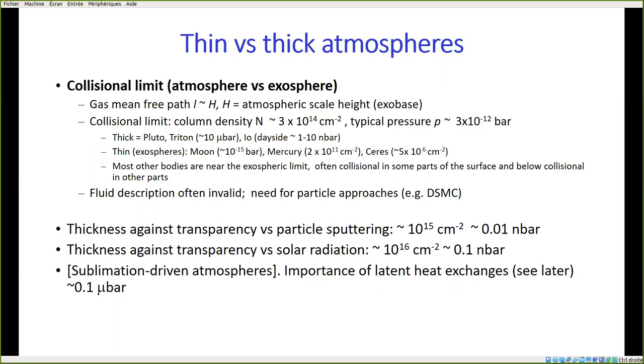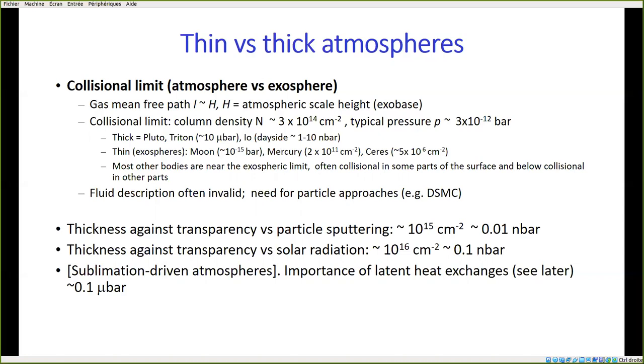And for bodies that are close to or within the exospheric regime, an important aspect is that a fluid description becomes invalid, as essentially it breaks down when the mean free path becomes comparable to horizontal scales. And in this case, a particle description of the flows, as opposed to fluid descriptions, is needed. So this is the first criterion, collisional limit.